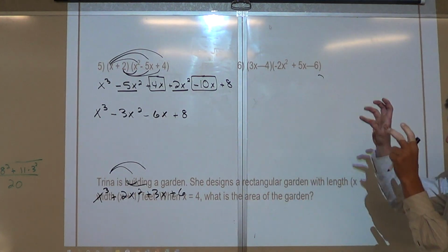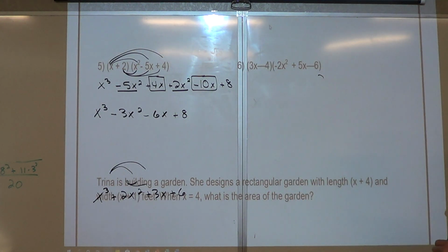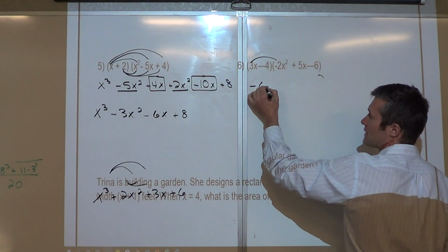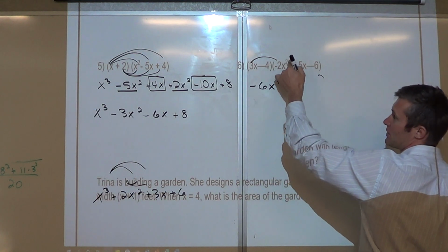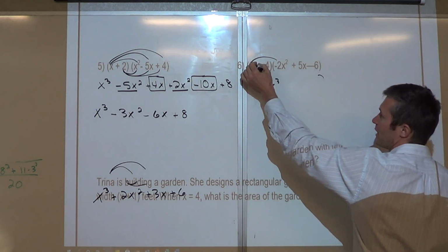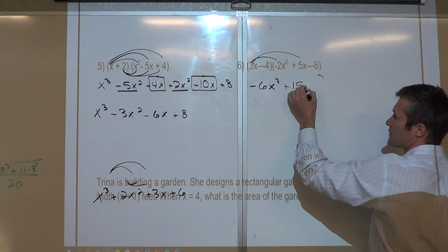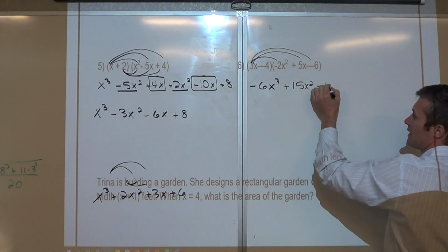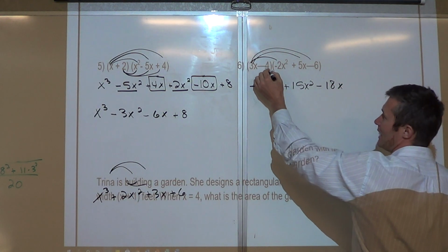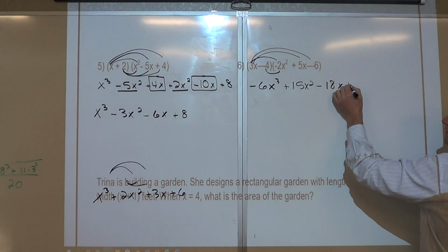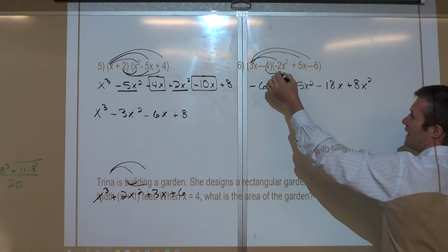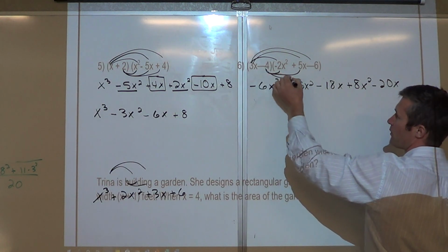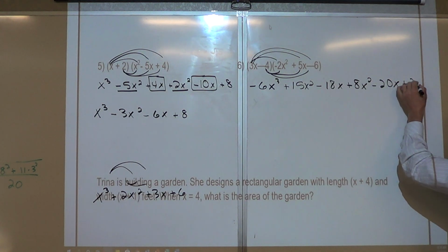Again, I encourage you guys, see those groups, make that mark as we do it. So we're using what we did. I'll show you again. 3 times negative 2 is negative 6x to the third. x times x squared gives you x to the third. 3x times 5x is 15x squared. And then 3x times negative 6 would be negative 18x. Negative 4 times negative 2 is positive 8x squared. Negative 4 times positive 5 is negative 20x. And negative 4 times negative 6 is positive 24.